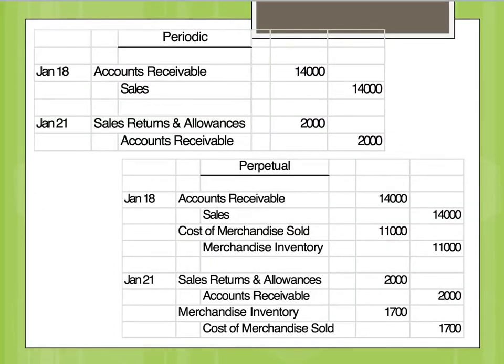Under the periodic inventory system, a sale is very simple. It is Accounts Receivable and Sales. Remember, under perpetual, that's where we had the 2 journal entries for the single transaction. Periodic, we only have the single journal entry. On the 21st, we had a return, and here we use Sales Returns and Allowances and Accounts Receivable. This part's the same. And we do not have this in the periodic inventory system. We do not have the Merchandise Inventory entry, because we're going to do that at the end of the accounting cycle.